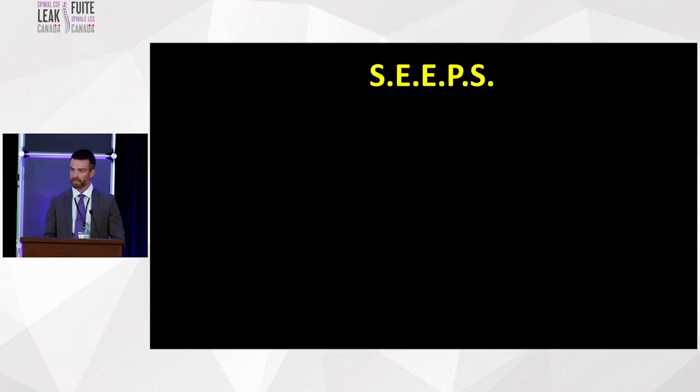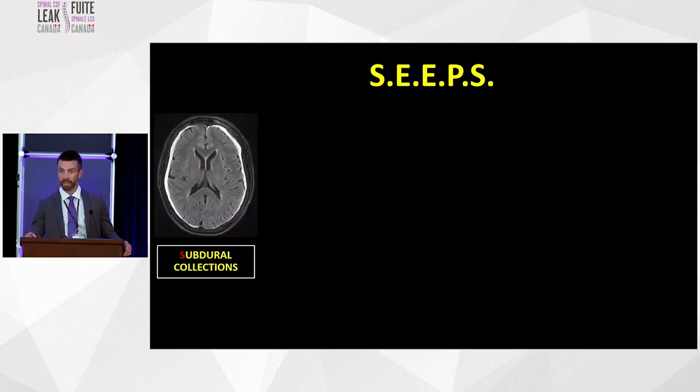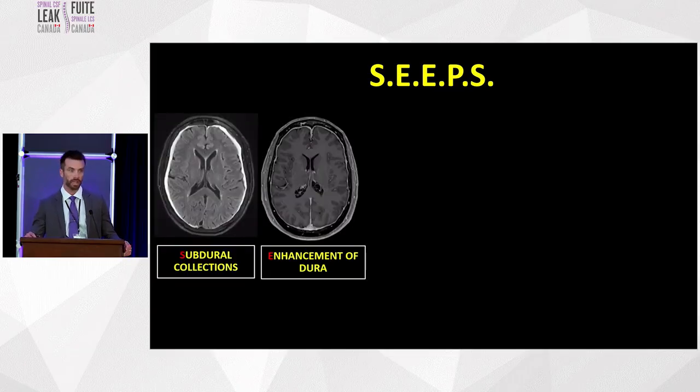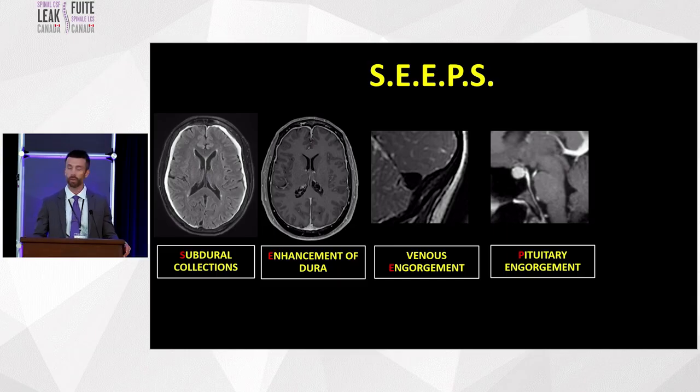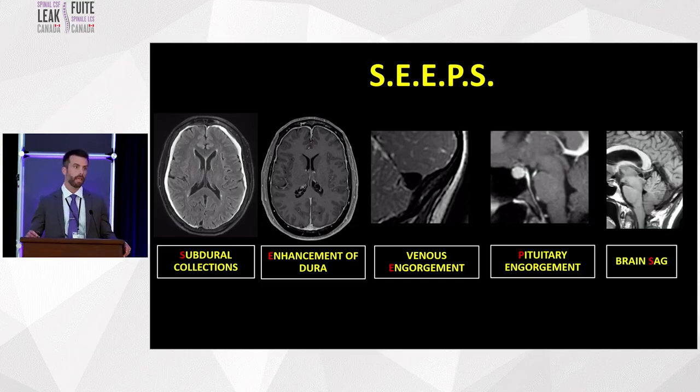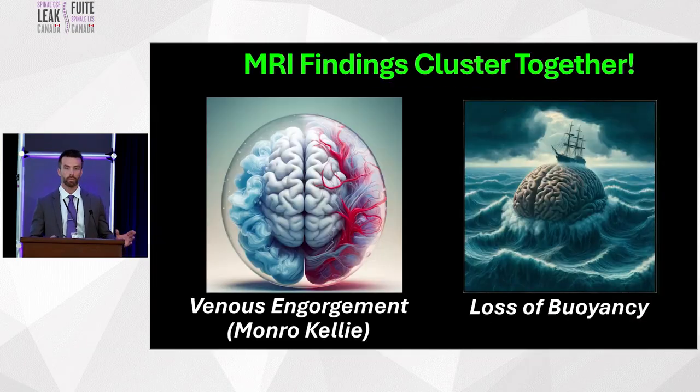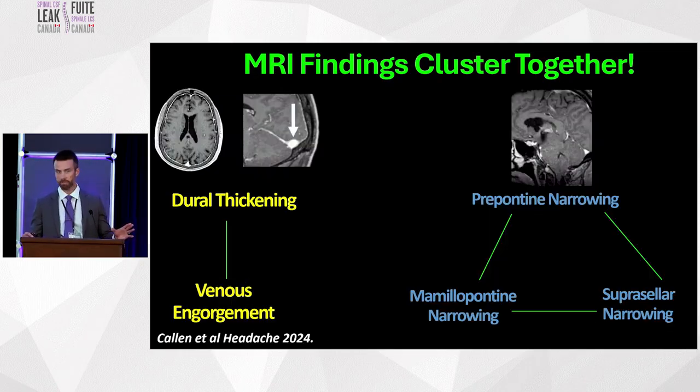We have this mnemonic, SEEPS, that a lot of us know, that helps us remember the findings on the MRI of the brain: subdural collections, thickening or enhancement of the dura or pachymeninges, venous engorgement, pituitary engorgement, and then sag, brain sag. But rather than thinking about all of these as presenting either all or none, I think we should think about them in terms of their pathophysiologic mechanisms themselves, getting back to that Monro-Kellie and that loss of buoyancy.